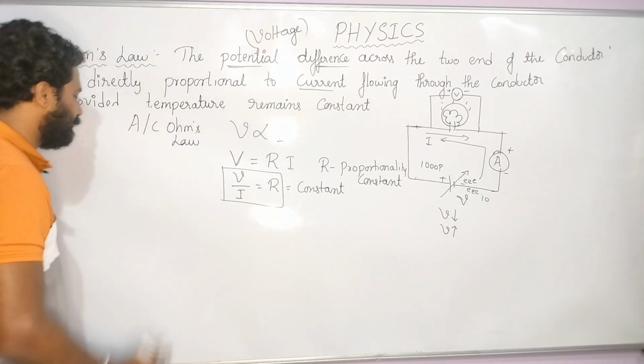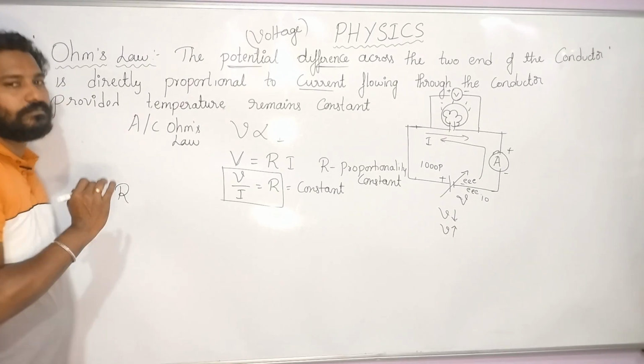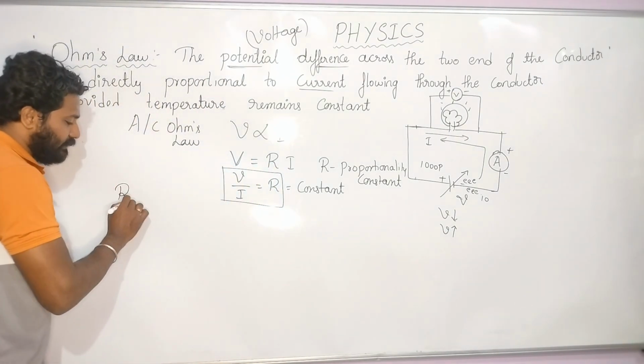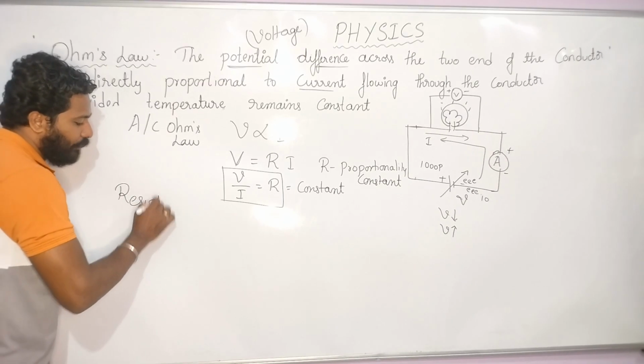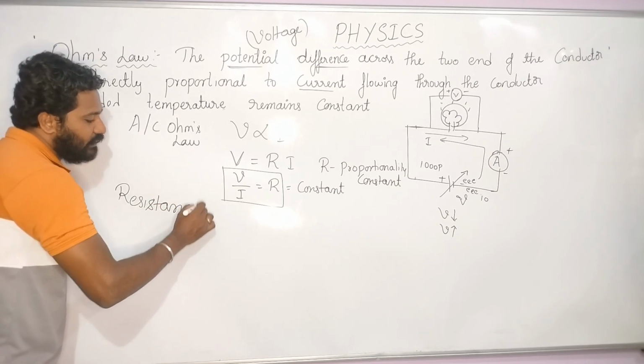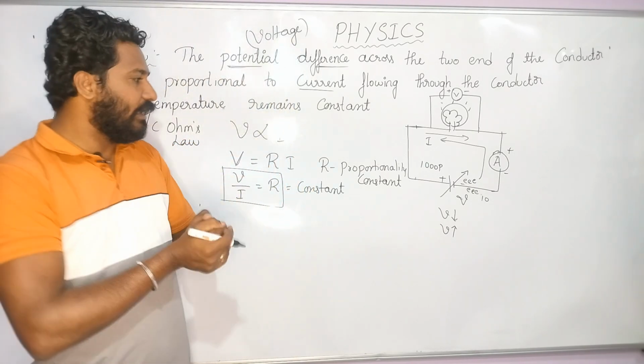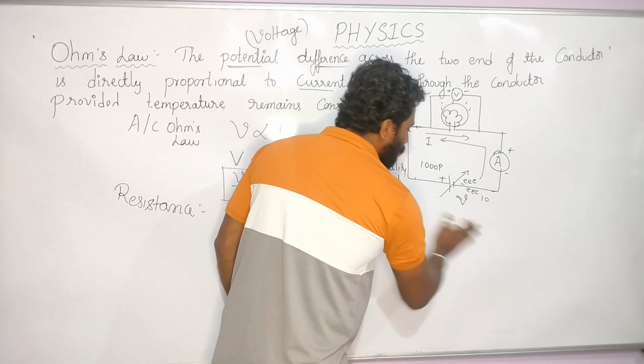So R is constant. Then what is R? That R is called resistance. I have already told you, if you increase V, the current also increases.